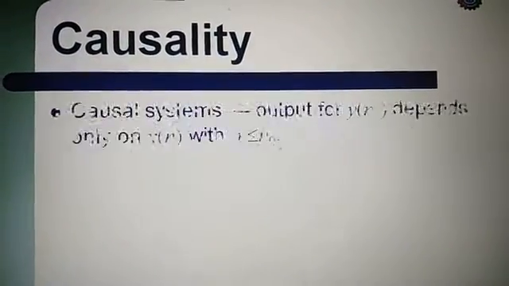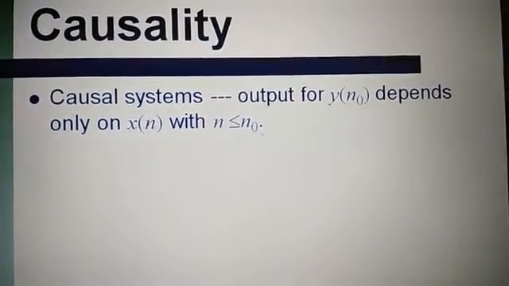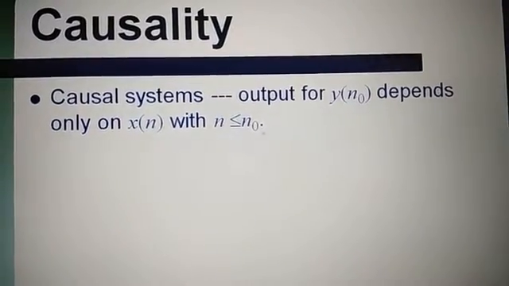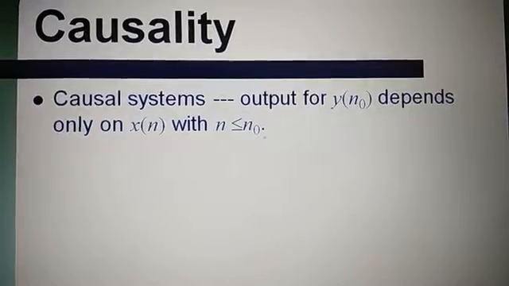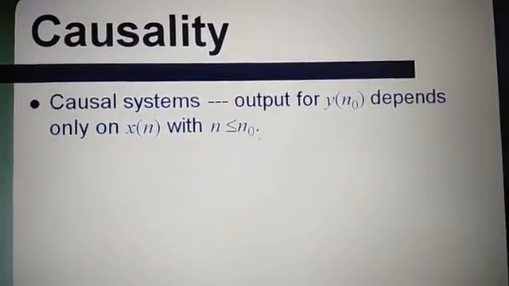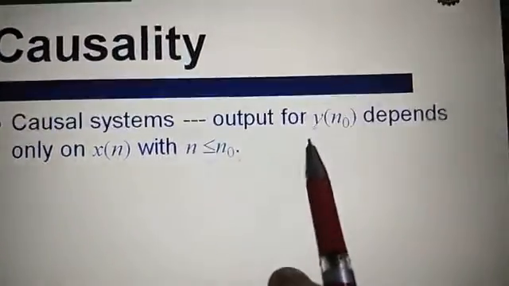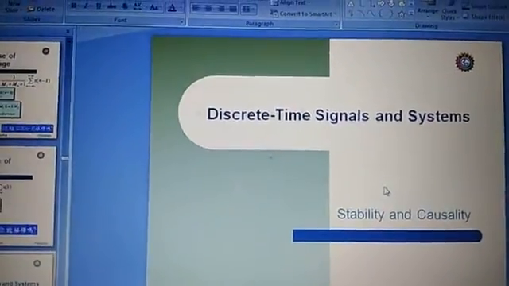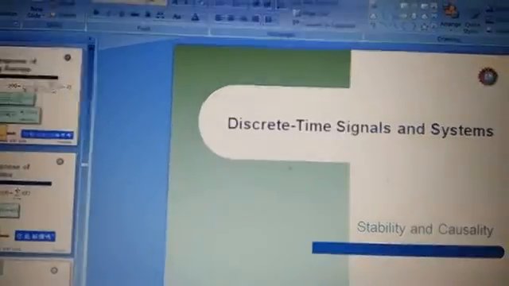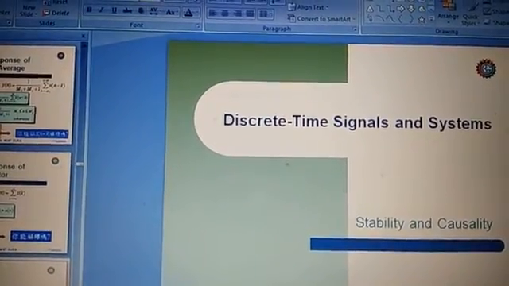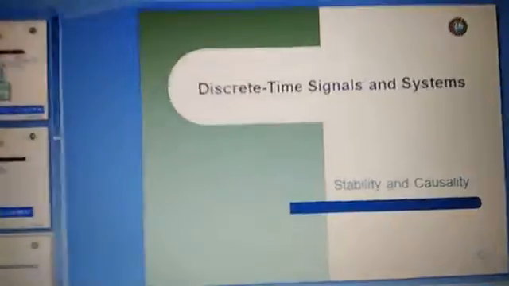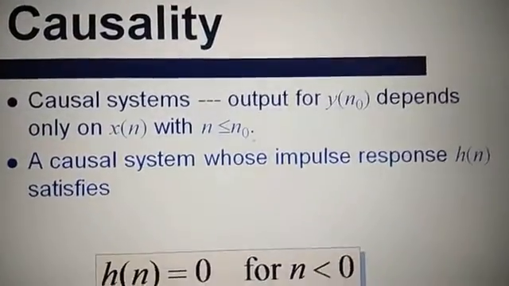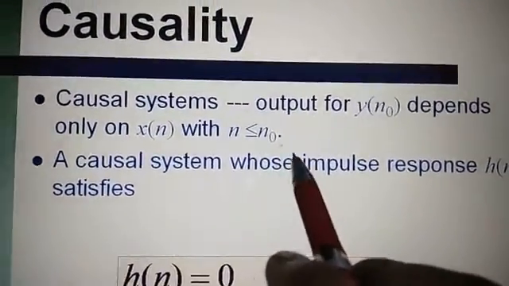Now let us see the causality. And you are already aware what a causal system is. Causal systems are those in which output depends on the present and the past values. What is a causal system? Output y of n naught depends only on x of n, with n less than or equal to n naught.